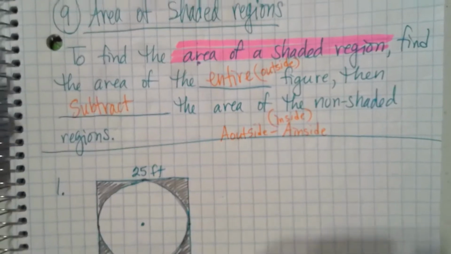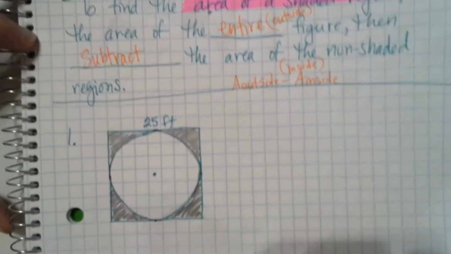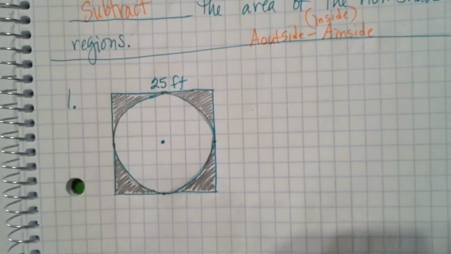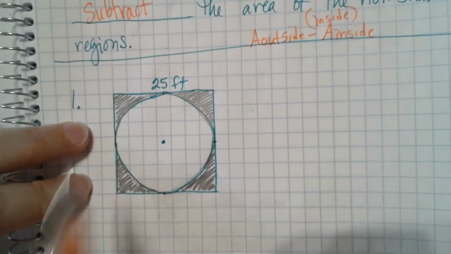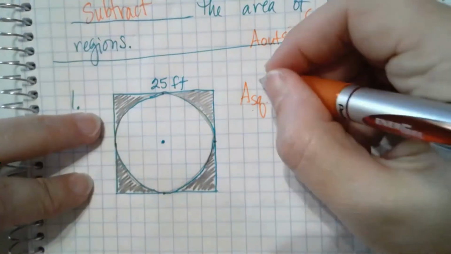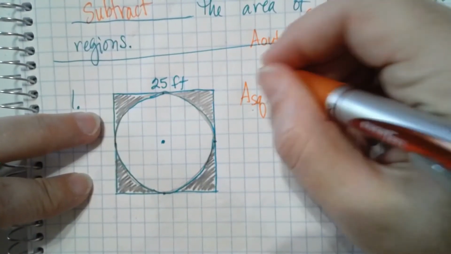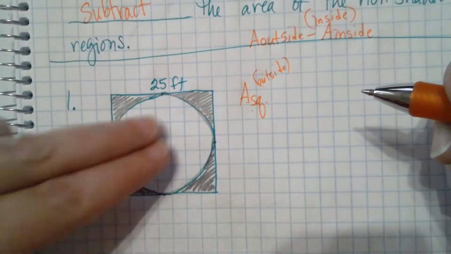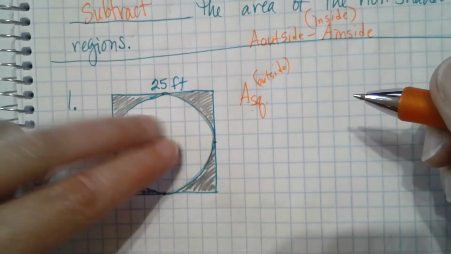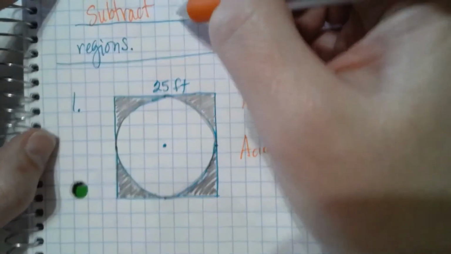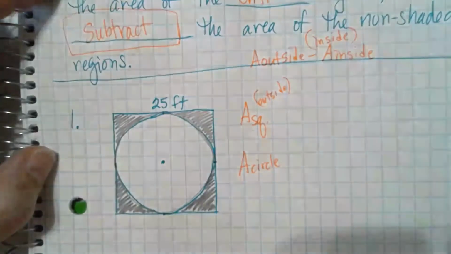Okay, so we have a couple examples to look at today. The first one is pretty straightforward. What shape is this on the outside? Yeah, that's a square. So we're going to do the area of the square, which is on the outside, and we are going to subtract the area of the shape that's on the inside, or this whited out portion. What shape is that? Area of the circle. And we are going to subtract those two things.